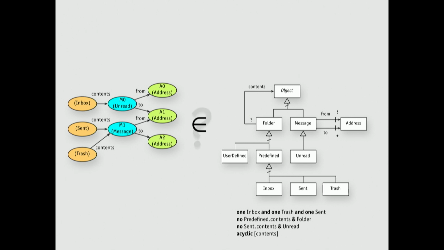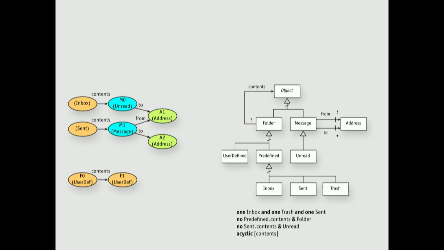Okay, here's another one for you. What about that one? Yes, Adrian? There's two folders containing the same message, which violates the folder and object multiplicity. Exactly. M1 is in both sent and trash. And so what does that violate, Adrian? Folder and message object. Yep. It violates the multiplicity at that end. Okay, there's a multiplicity violation.